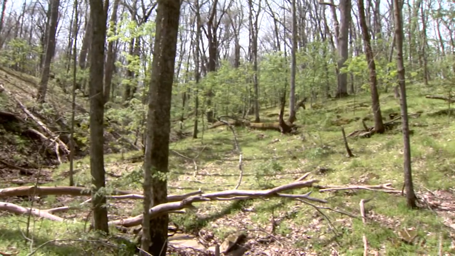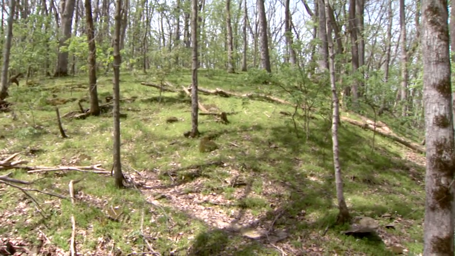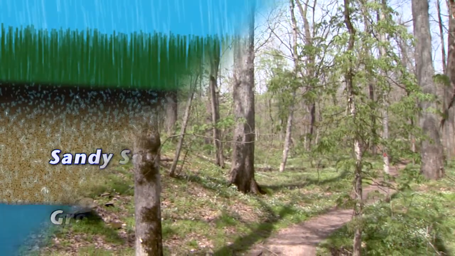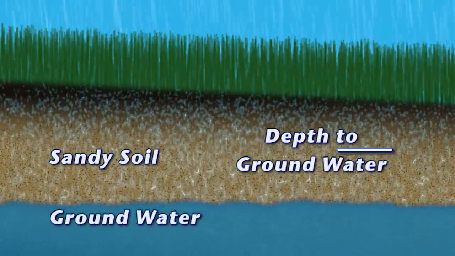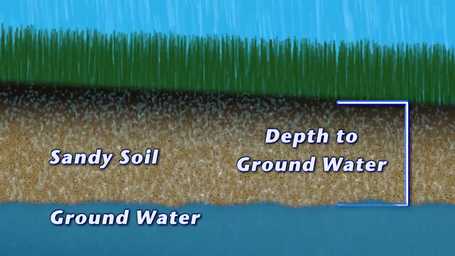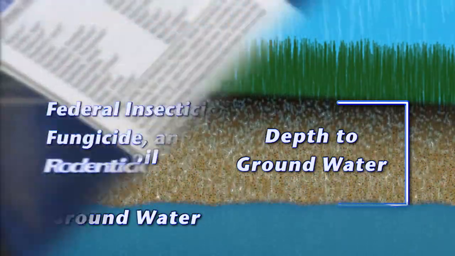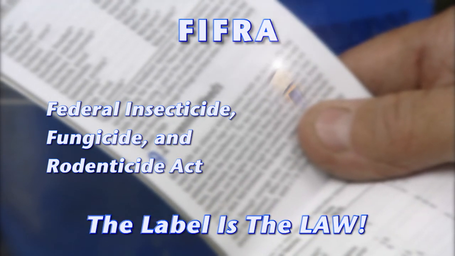The particular geology of a region, along with the physical properties of a watershed, can help identify areas with the potential for runoff or leaching problems. Depth to groundwater, hydrology, and soil type are important factors in the movement of pesticides within the watershed. When it comes to pesticides, the label is the law.